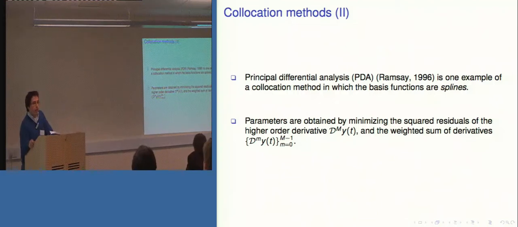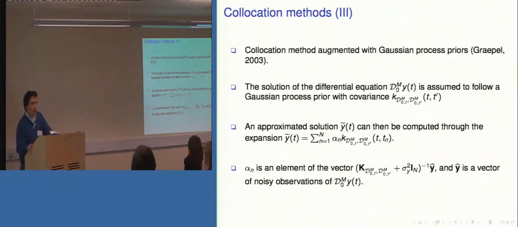A particular case of a collocation method is principal differential analysis, in which the basis functions are splines. So you can get derivatives of the splines, and then you use data that you have for the outputs and data that you have for the derivatives, and then you do some sort of principal component analysis, but in this case it's called principal differential analysis, to find the parameters of your model.